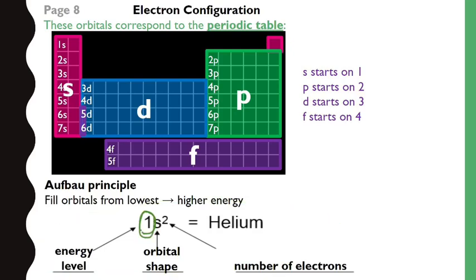Each of those big numbers represents the energy level that those electrons are on. The letter represents the shape of the orbital the electrons are in, and the little bitty exponent number, that superscript, represents the number of electrons in that orbital. So helium, its configuration is 1s2, and what that means is that it has 2 electrons in a spherical shaped orbital on the first energy level.